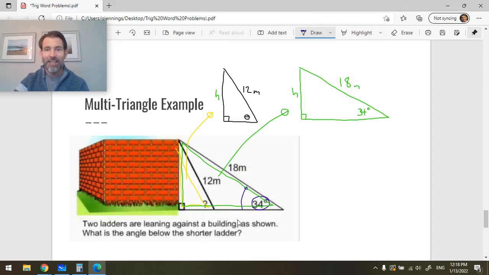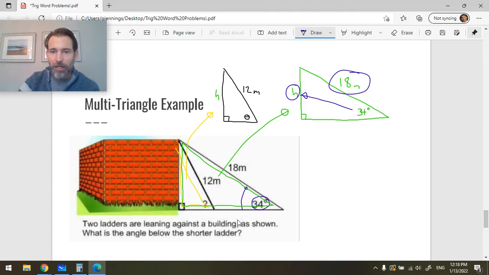Is it tangent? Tangent will relate opposite to adjacent. Oh, sorry. It's cosine. Cosine would relate adjacent. Sine. Yes. Good. So this is the opposite side, and sine will relate this and this. Okay. So now what we're going to write down is sine of this angle, 34 degrees, is equal to the height of the building, opposite over hypotenuse, which is 18.